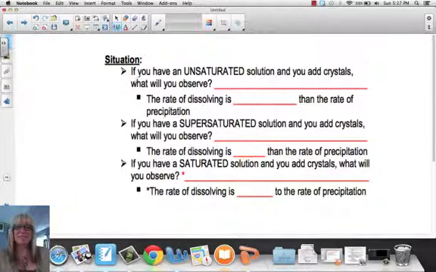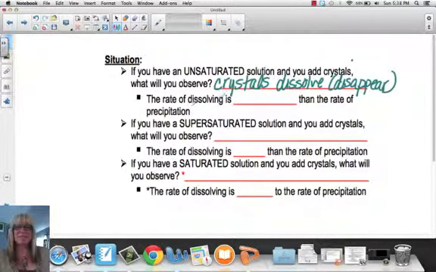So let's look at some various situations. If I have an unsaturated solution and you add crystals, meaning more of the solute, what's going to happen? Well, hopefully you say that the crystals dissolve, because if it's unsaturated, then you can add more. Crystals dissolve or disappear. So it looks like one clear solution. The rate of dissolving is greater than the rate of precipitation.